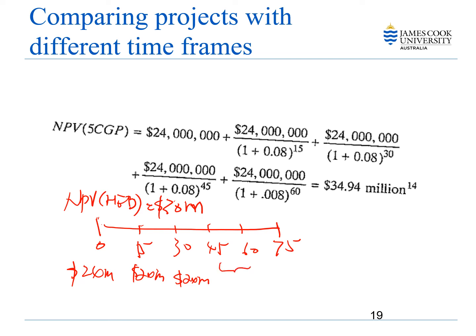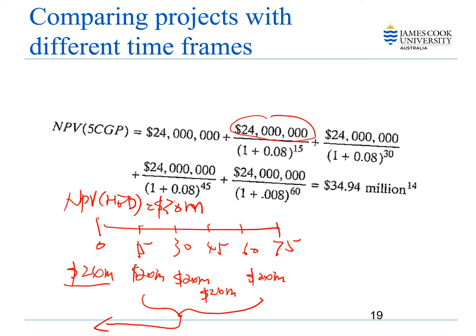So fourth, similarly, is 24 million in year 45. Fifth is 24 million, but it's in year 60. So now the first cogeneration project is present value in year 0. For all the other terms, we need to discount them back, right? So the second cogeneration project is $24 million. That's year 15. So discount it back, we get present value in year 0.